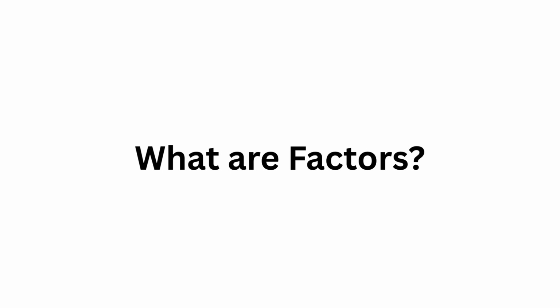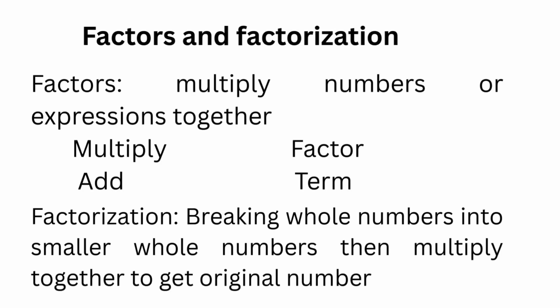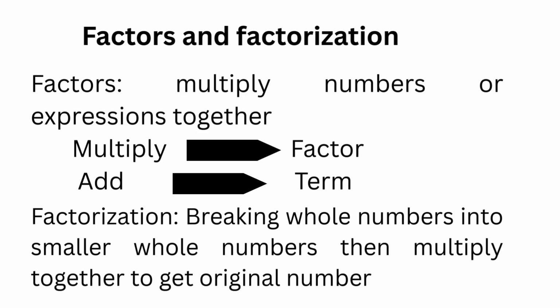Since today's lesson is all about prime factorization and product of primes, we first need to understand factors. So, what are factors? Factors are simply the numbers that multiply together to make another number. In mathematics, when we multiply numbers or expressions, each part is called a factor. But when we add numbers, each part is called a term. For now, we will only talk about positive whole numbers.